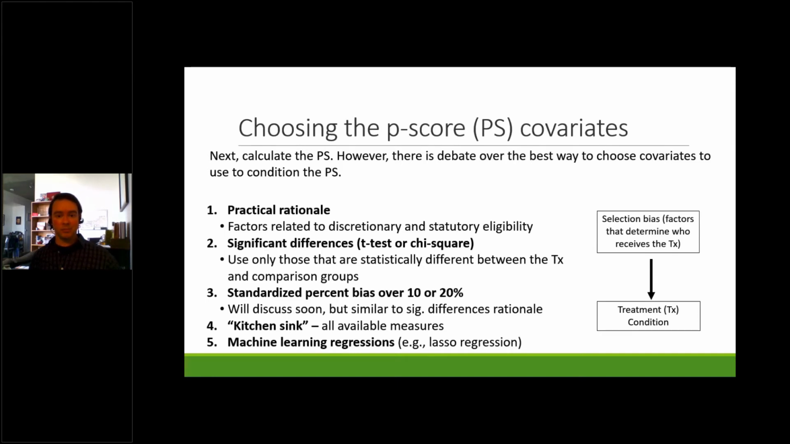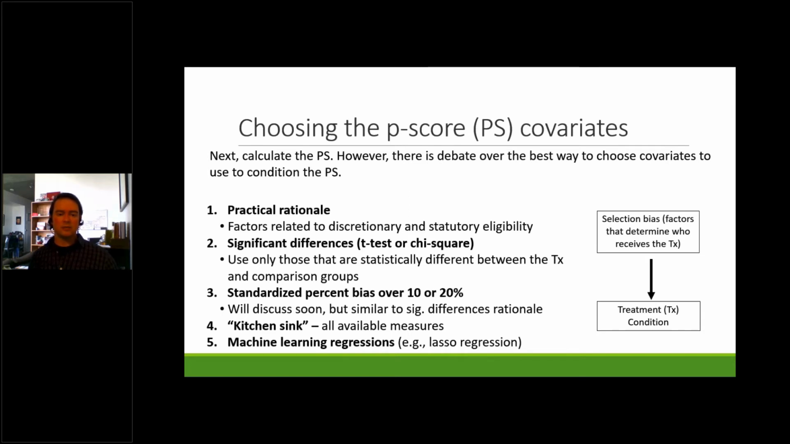This can kind of blow up the number of variables you might have to choose from. So the first way listed here is the practical rationale, which is where you include the variables that are factors related to discretionary and statutory eligibility. And this should always be included as best as possible.